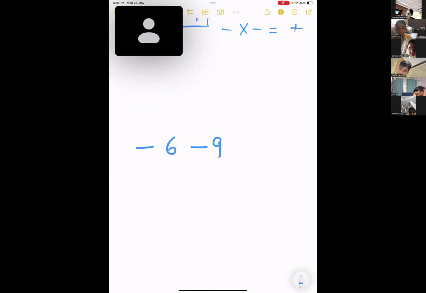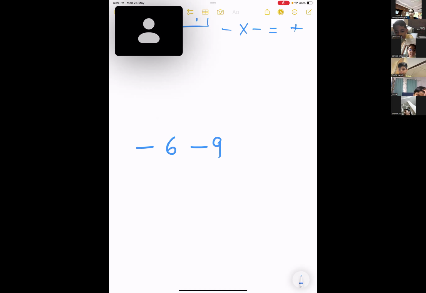Shivansh, -6 minus 9. Aradhya, your answer is wrong. Correct your answer. -6 minus 9. Correct, Aradhya.